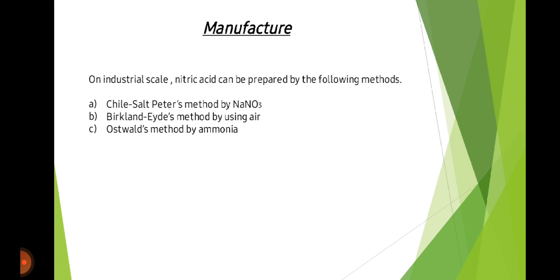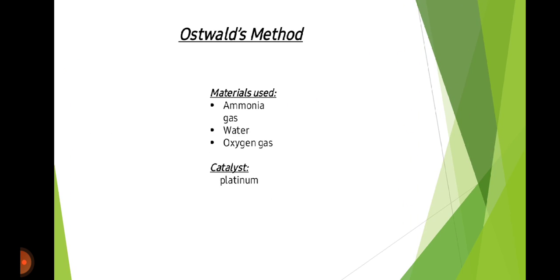The second one is Birkeland-Eyde method. It was developed by Christian Birkeland and Sam Eyde independently, and this process includes fixing of atmospheric nitrogen into nitric acid. This is basically an inefficient process in terms of energy consumption, so it was replaced by Ostwald's method. Now coming towards the Ostwald's method. The materials we use are ammonia gas, water and oxygen gas, and the catalyst required is platinum.